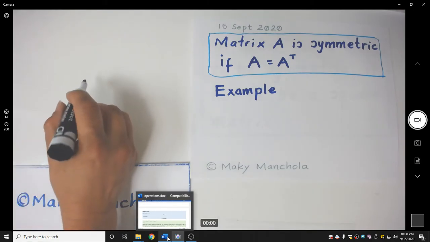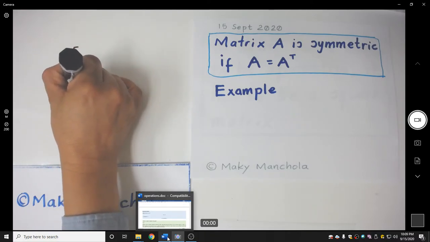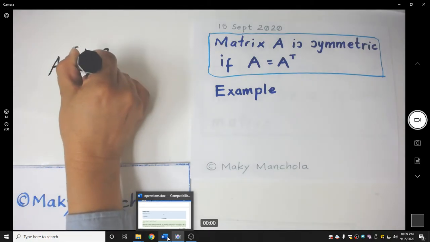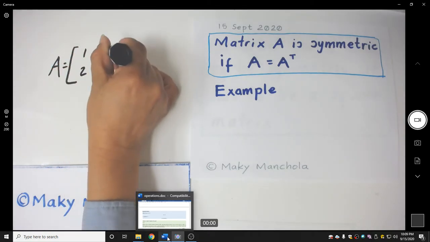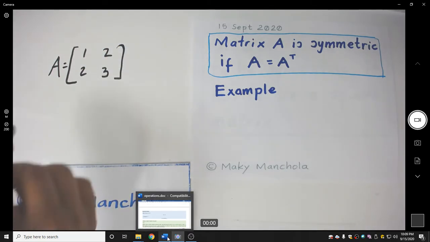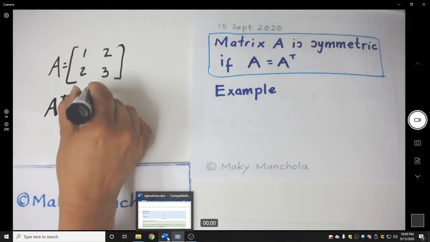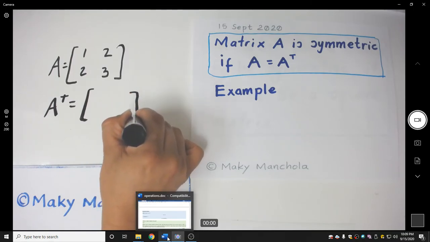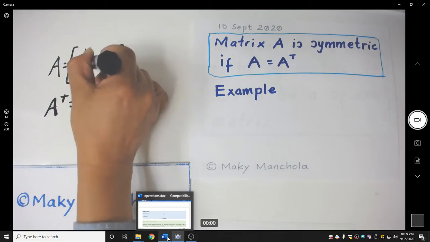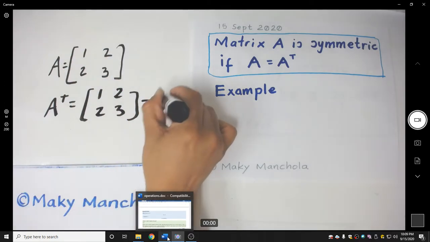Example, the matrix, call it A, 1, 2, 2, 3, is symmetric. In this case, the reason is because the transpose of A, when you switch 2 and 2, that's the same as A.